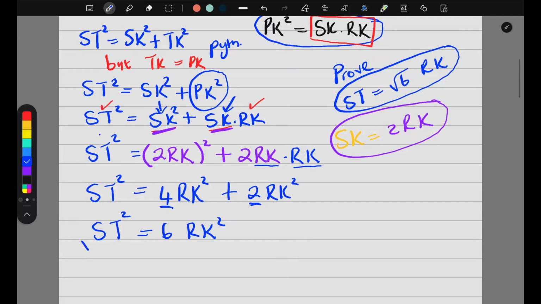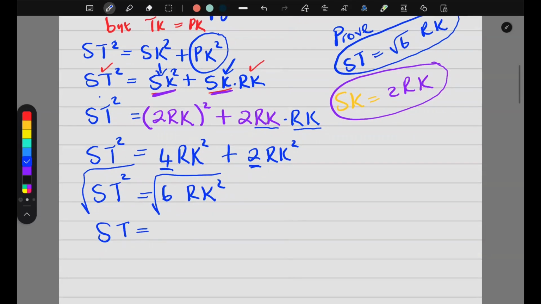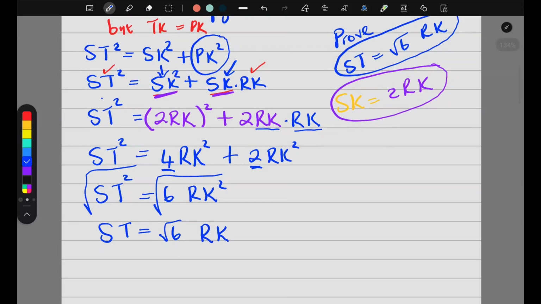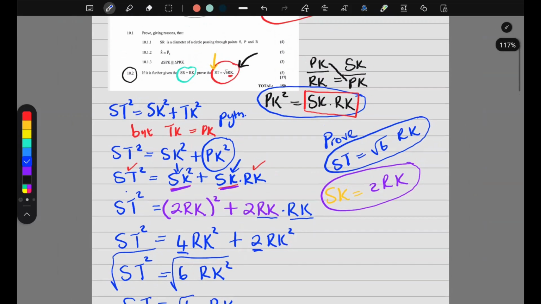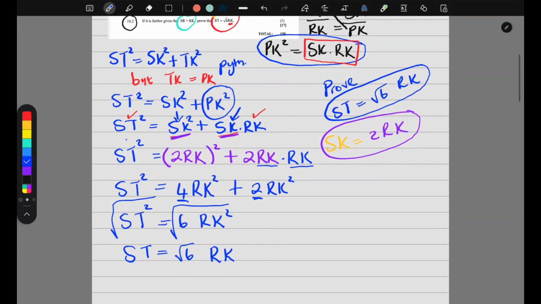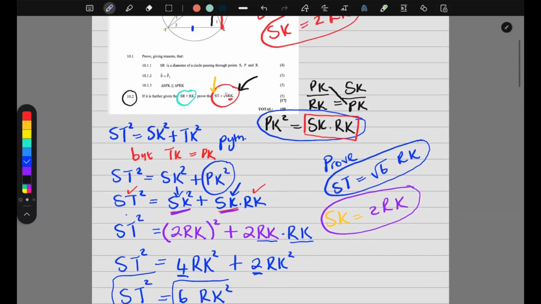So I'm going to root both sides. So root and root. This just becomes ST. Root of 6 is root 6. And the square root of RK squared is RK. And there you proved it. Okay, that one was a little bit difficult. But if you go through it slowly again, I think you'll be able to do it.